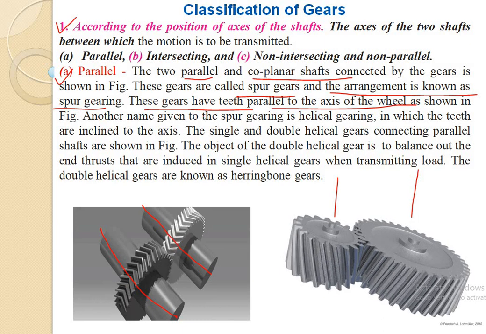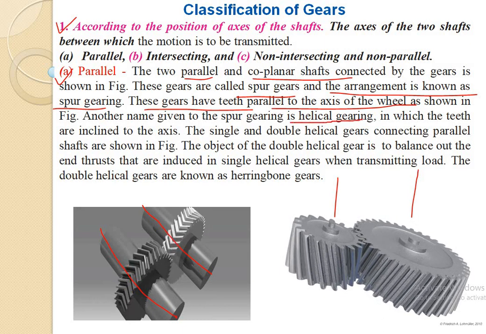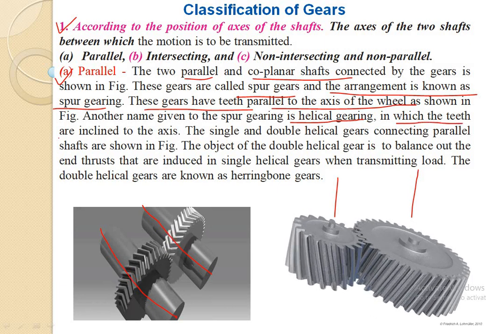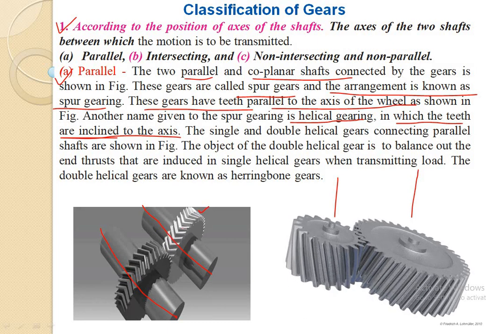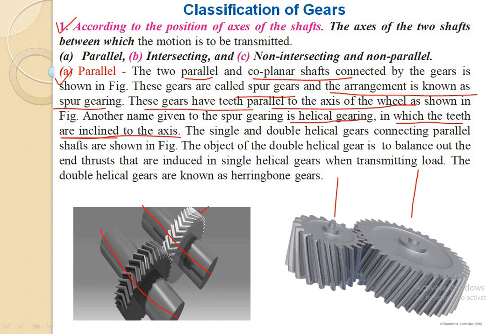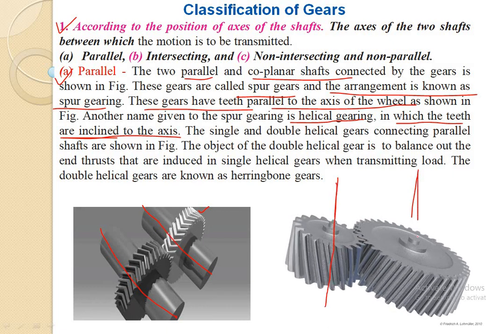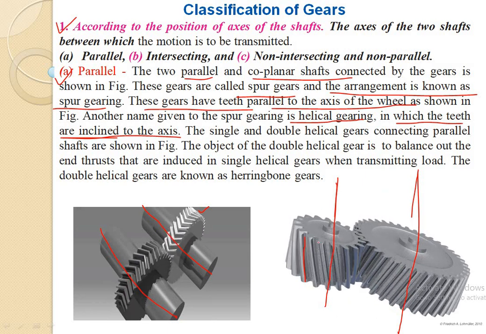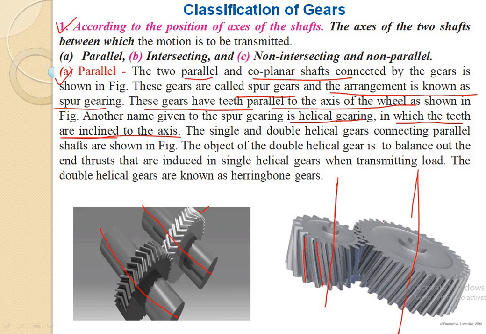Another name given to the spur gearing is the helical gearing. Now this is another type of spur gear, that is the helical gearing, in which the teeth are inclined to the axis. Look at this. These teeth are inclined. These are the two spur gears. This is one axis. This is another axis. The axes are parallel. Now these teeth are inclined to the axis of the shaft.